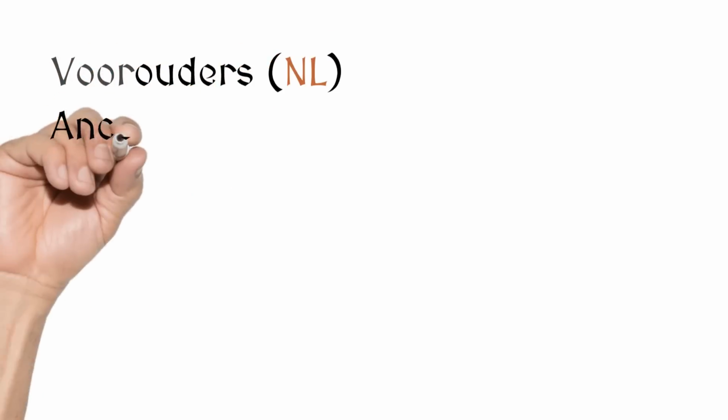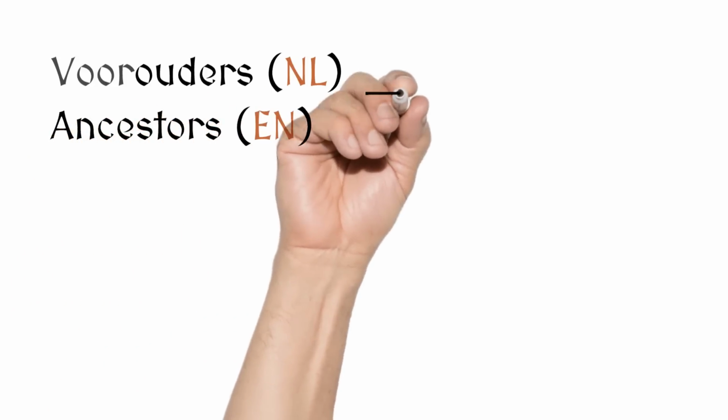It's quite handy. Voorouders in Dutch is ancestors in English. Ancestor again comes from Old French.